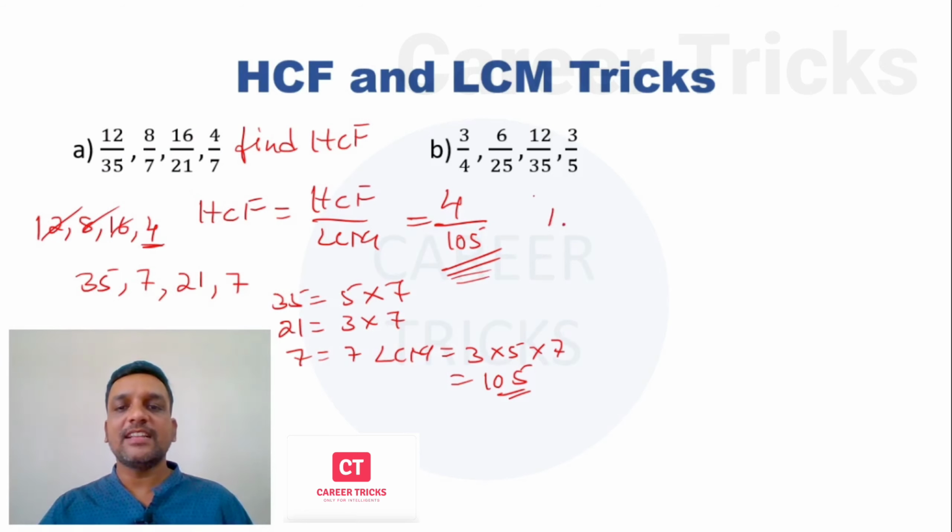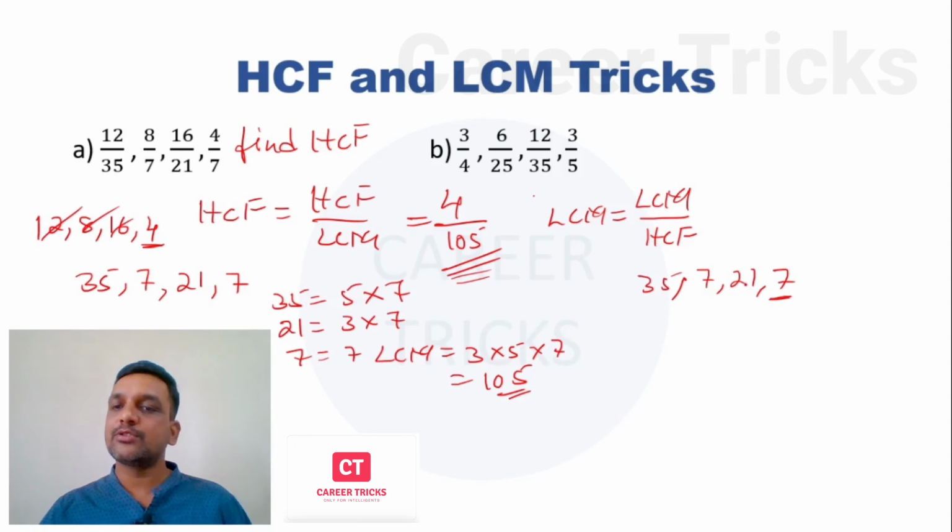If you want to find the LCM for the same problem, what do we have to do? We have to take the LCM for the numerator and the HCF for the denominator. For example, I am taking 35, 7, 21, 7. What is the HCF for this? Which is the lowest number? 7. 21 is divisible by 7, yes. 7 is divisible by 7, yes. 35 is divisible by 7, yes. Then the HCF is 7.